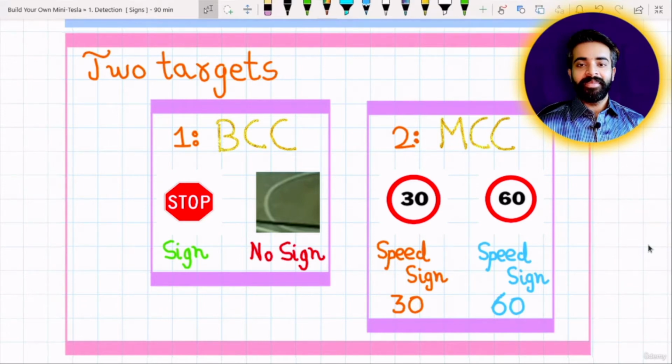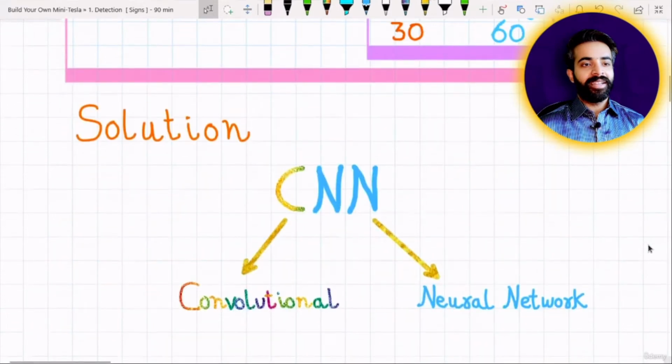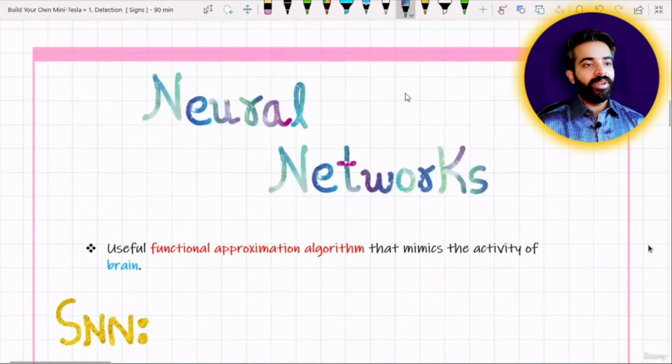Now let's talk about the probable solutions to this problem. The first solution that comes to my mind is known as CNN. Now what CNN means is a convolutional neural network. Now convolutional neural network is made of two terms. First is convolutional, second is neural network. Let's talk about the neural networks first. Neural networks are useful function approximation algorithms that mimic the activity of a brain. Function approximation algorithms are those algorithms that try to approximate a function given specific data. This is the same process that is followed by a brain.